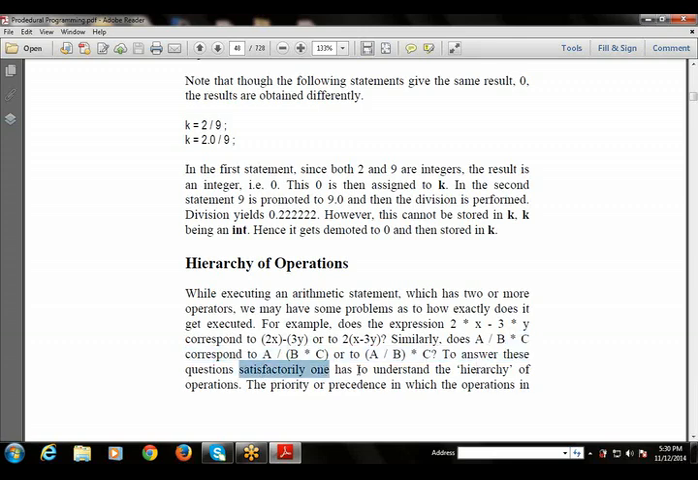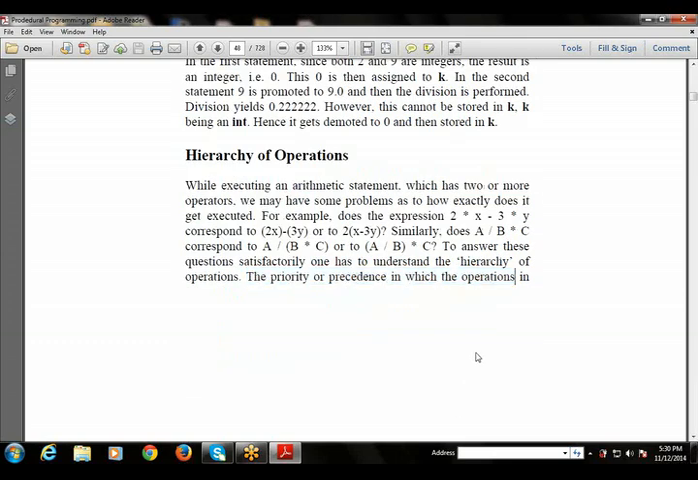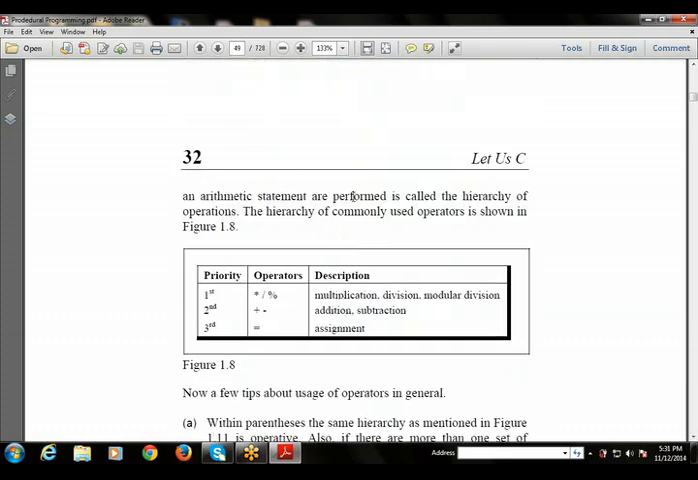To answer these questions satisfactorily, one had to understand the hierarchy of operation. That is, either we use the multiplication first, or we use the division first. So what is the hierarchy? This priority or precedence in which the operations in an arithmetic statement are performed is known as the hierarchy of operation. Either use divide first or multiply first. It depends on the hierarchy. If the divide comes prior in the hierarchy, then use the divide first.